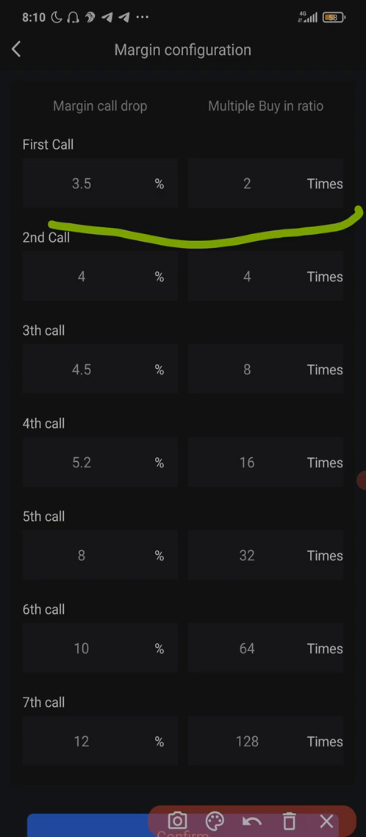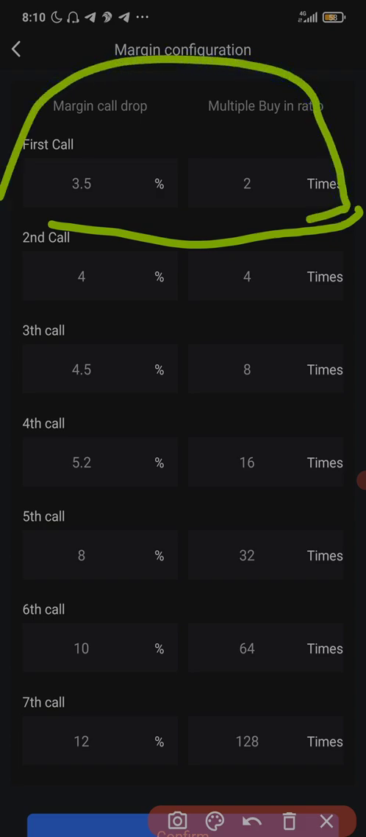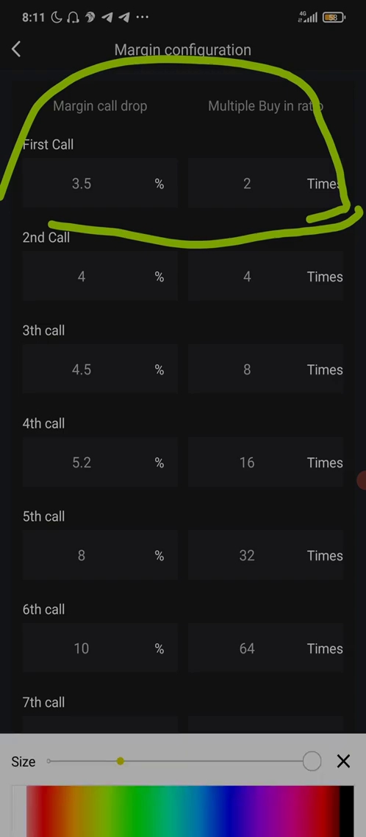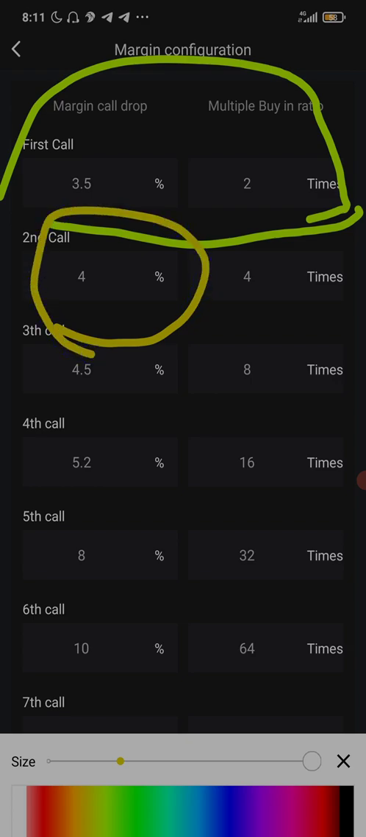Don't forget, our first buy amount is $10. So if the price of these GRT coins drops by 3.5%, the bot will buy $20 worth of GRT for you automatically. And if the price drops further to like 4%, this bot will buy 4 times. That's $40. I do really hope you understand this aspect.